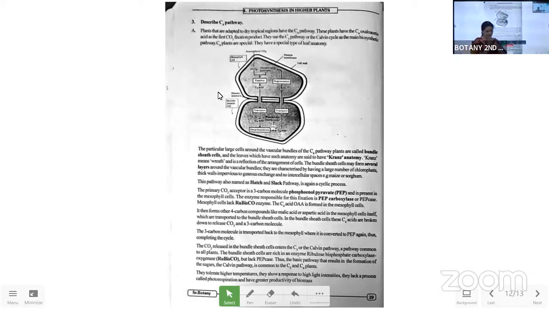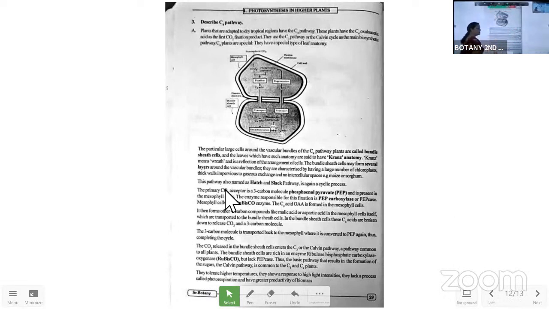Hello, audible? So welcome back, Botany second year students. Today we are going to deal with the remaining SAQs from Unit 1, that is, the 4th chapter and the 5th chapter SAQs. After that, we'll go with the 6th chapter SAQs, that is, plant growth hormones. In the 4th chapter, we have finished the neat labeled diagram of the chloroplast and the differences between C3 and C4 plants. Now we will go with the next question, that is, describe the C4 pathway.